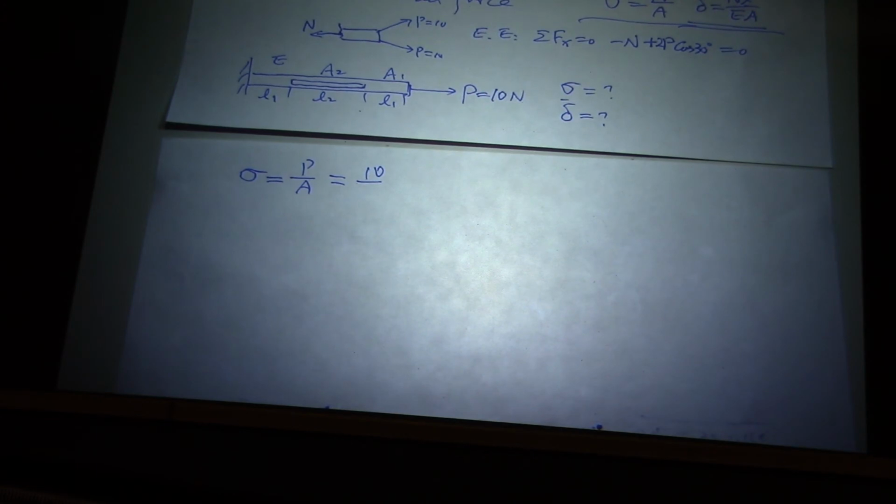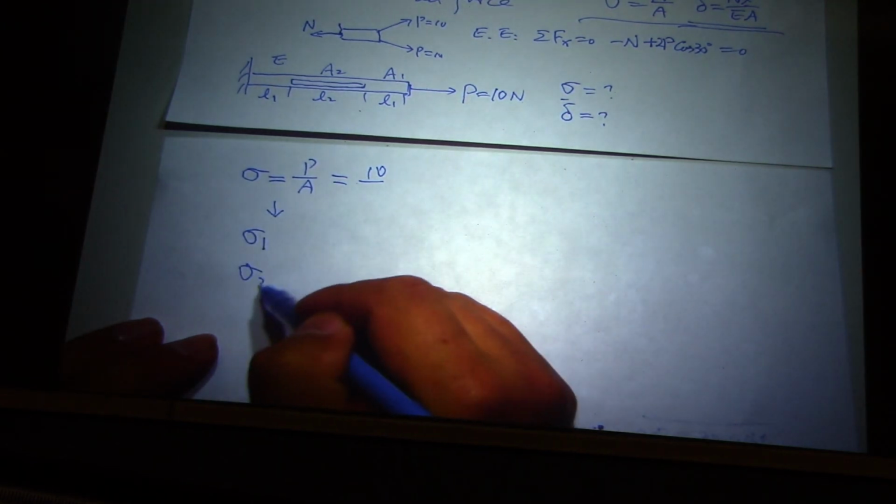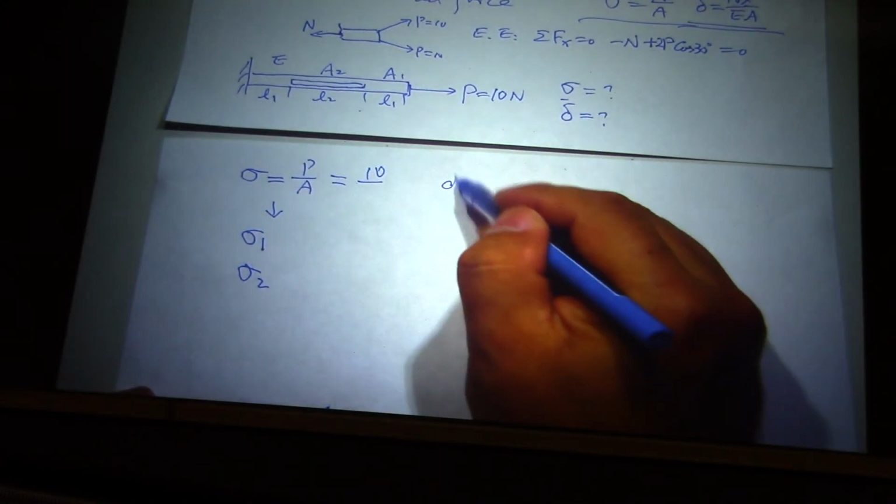Okay, use your common sense. What happens if you have a bar that has A1 and A2? It will fail at A2. Will the stress in the A1 part and the A2 part be the same? No. The stress will be different in these two portions. Once you realize that key concept, now what do you need to do? You need to find out sigma 1 and sigma 2, then find out the maximum.